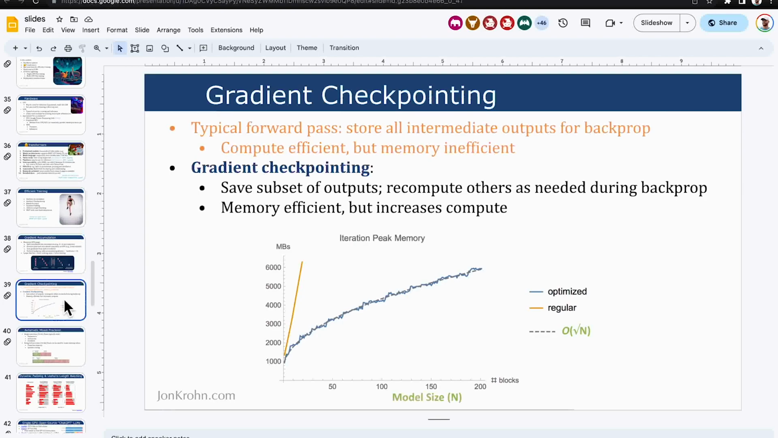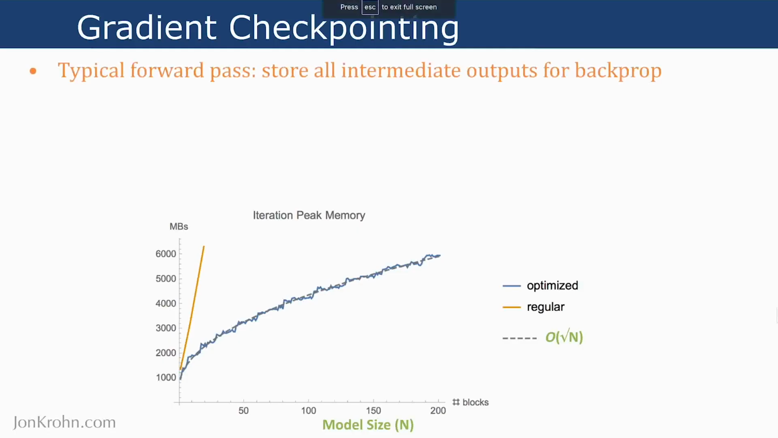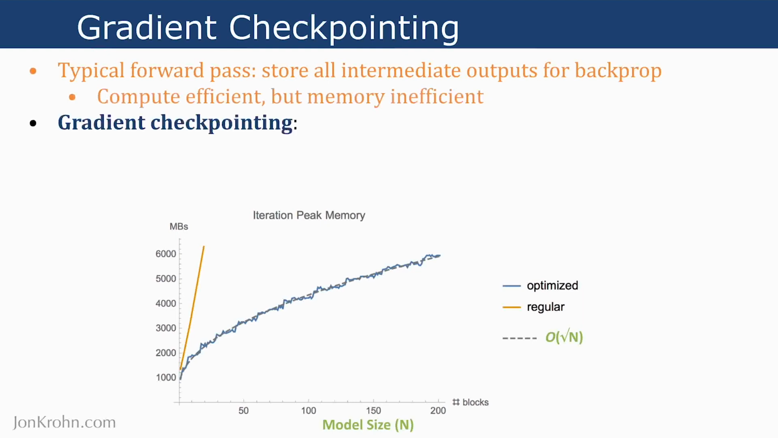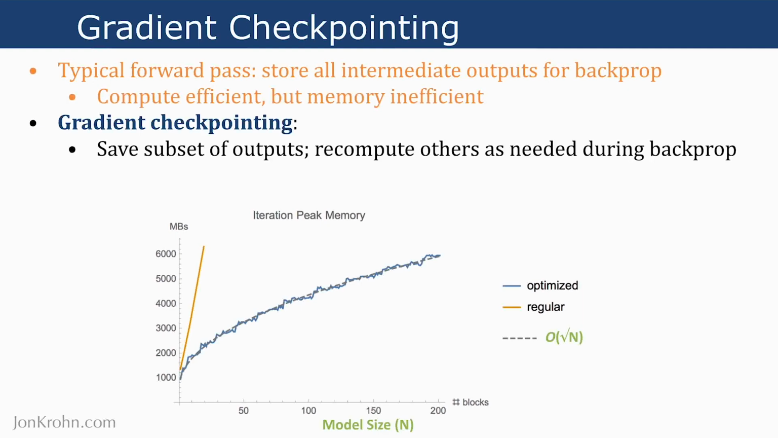Our next trick is gradient checkpointing. So in a typical forward pass, we store all of our intermediate outputs for backprop. So each layer of our neural network has activations, and typically we're saving all of those for backpropagation. This is compute efficient, but it's memory inefficient because we have to save all of those. With gradient checkpointing, we save a subset of all of our outputs. So we don't save all of our intermediates, we only save a subset of them, and we recompute others as needed during backprop. So what does this mean?